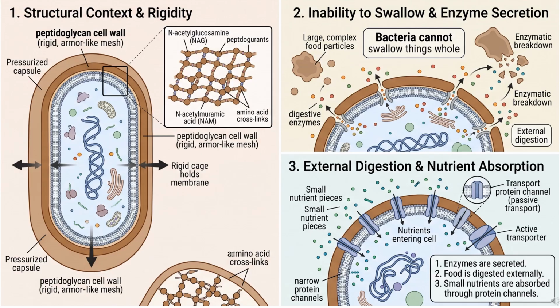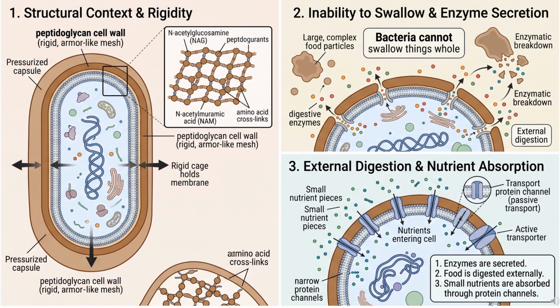Prokaryotes can almost never do this. Because their cell membrane is holding a massive electrical charge, it cannot afford to widely bend, twist, or tear. To protect this fragile electrical barrier, bacteria coat the outside of their membrane with a rigid, armor-like mesh called a peptidoglycan cell wall. This wall keeps the membrane locked in a tight, pressurized capsule. Because of this rigid cage, bacteria cannot swallow things whole. Instead, they must secrete enzymes into the environment to digest food into tiny pieces before sucking them through narrow protein channels.